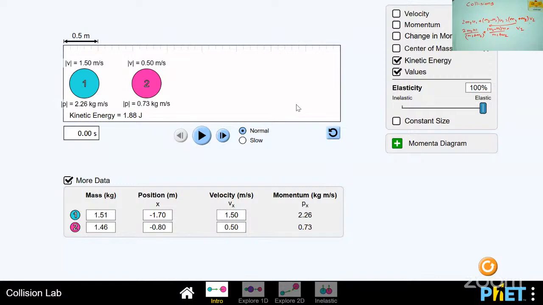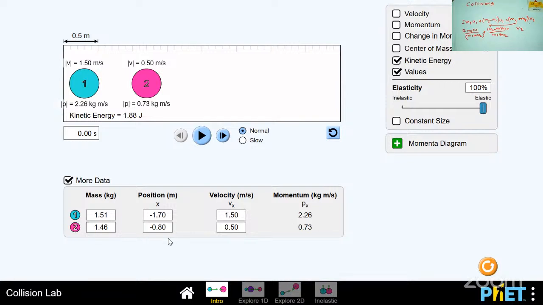So two objects are there. One object's mass is 1.51 and the other object's is 1.46. We can change the masses. Okay. The velocity of the first object should be higher than the second object, which moves faster than the second object. So we can put values for the velocity: for the first object 1.50, for the second object 0.50.